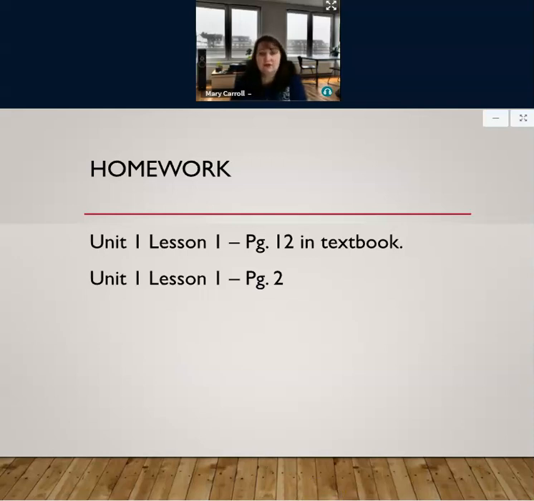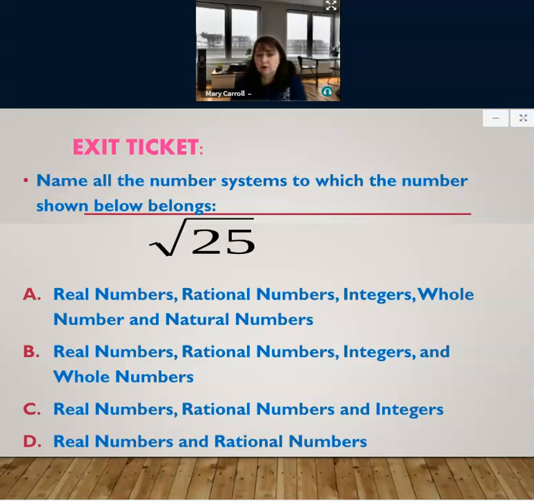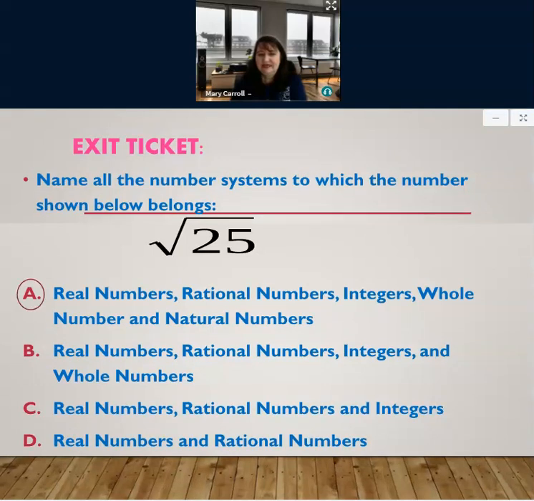I like to always give you an exit ticket at the end, so we're going to do an exit ticket. It says here, name all the number systems to which the number below belongs, okay? So we have the square root of 25. Is it A, B, C, or D? Pause the video. The answer is A, because the square root of 25 is 5. So it is a natural number, therefore it encompasses all the ones below it.